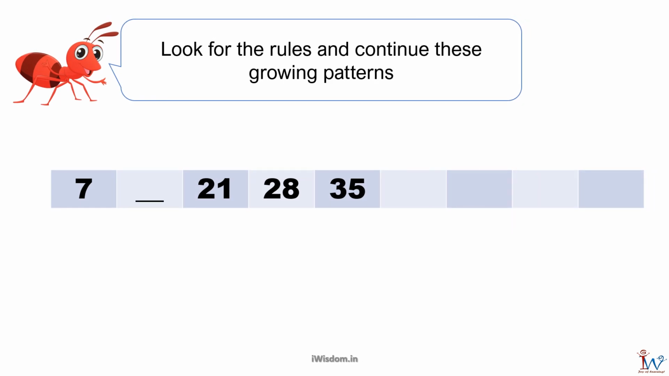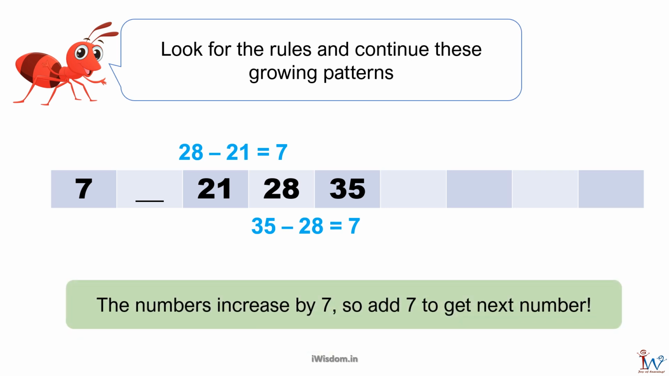Identify the rule and continue the sequence for the following numbers. To recognize the pattern, let's find the difference between the two numbers in the sequence. 28 minus 21 is equal to 7. 35 minus 28 is equal to 7. It appears this sequence is got by adding 7 to previous numbers.